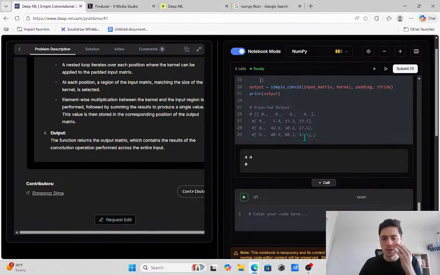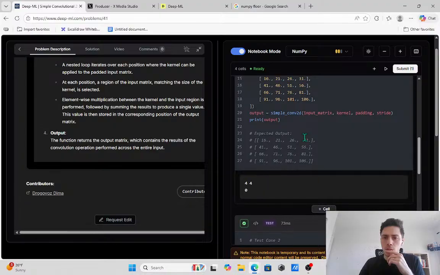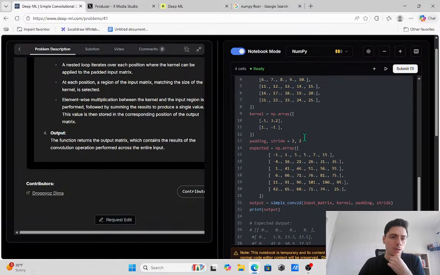This, that's correct, 4x4. And this is also 4x4. Okay. I wonder how long I left for. Sorry about that, guys.